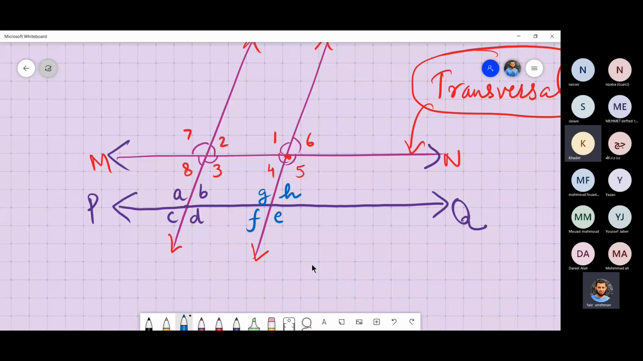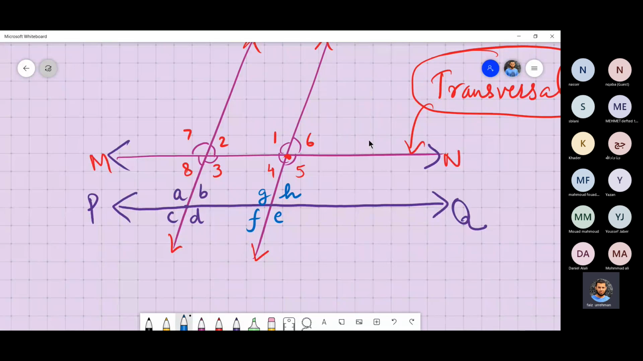Which blue angle? G. How many blue angles are here? 4. These 4 angles are blue, right? And how many purple angles are here? 4. And how many red angles are here? 8. Okay. Now, what is the corresponding angle of 1 in blue color? G. Correct? Yes. If you can picturize this one, this will be very helpful.